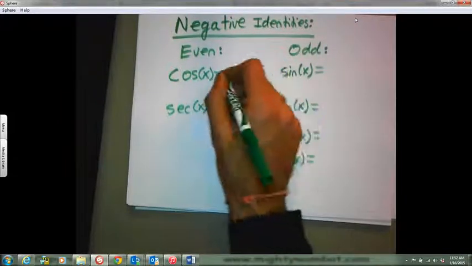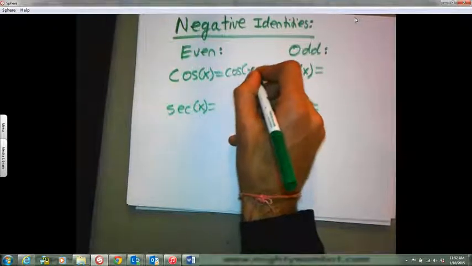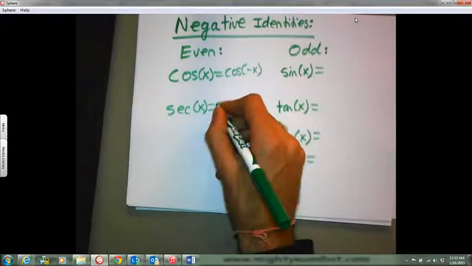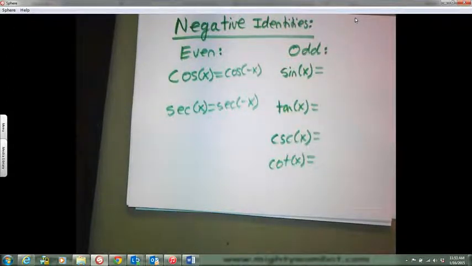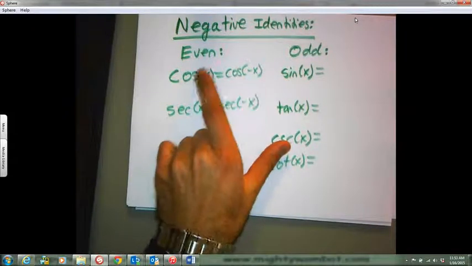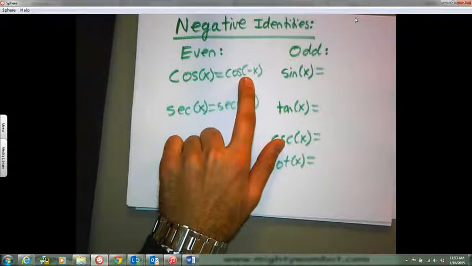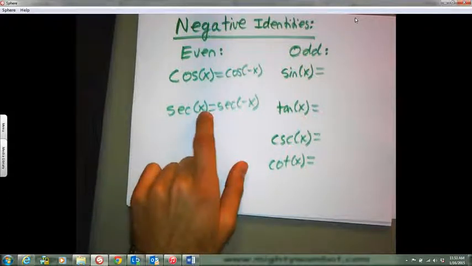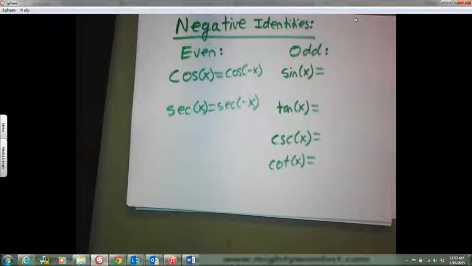And we talked about how for even functions, cosine of x equals cosine of negative x, and secant of x equals secant of negative x. What that means is if I plug in 3 here and negative 3 here, the y values will be the same. They will not change. Same thing for secant. If I plug in 3 and negative 3, y values will stay the same.